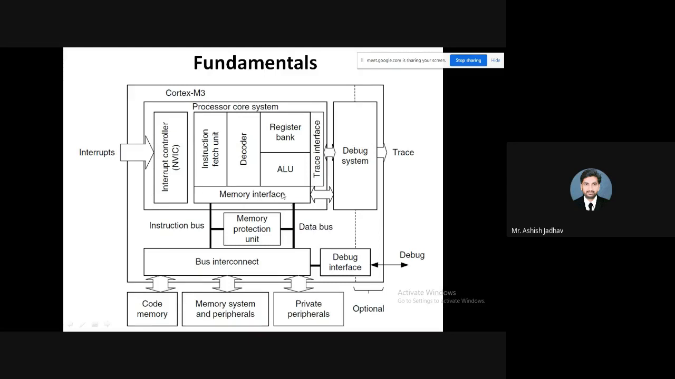So the memory interface. We are going to study this 4GB memory. It will be managed by a memory protection unit so that different fault occurrences will be handled, and hard faults and memory usage faults will not occur. So the memory protection unit is just to protect the memory, which is 4GB. ALU, you know, will perform arithmetic and logical operations, arithmetic such as addition, subtraction, multiplication, division, and logical operations such as AND, OR, NOR, XOR, XNOR. Lots of operations are there, as well as Boolean operations.